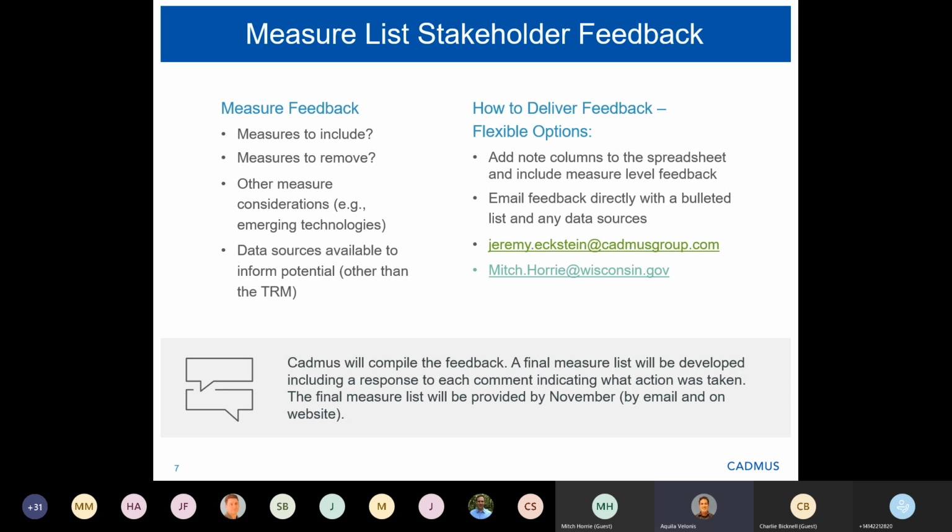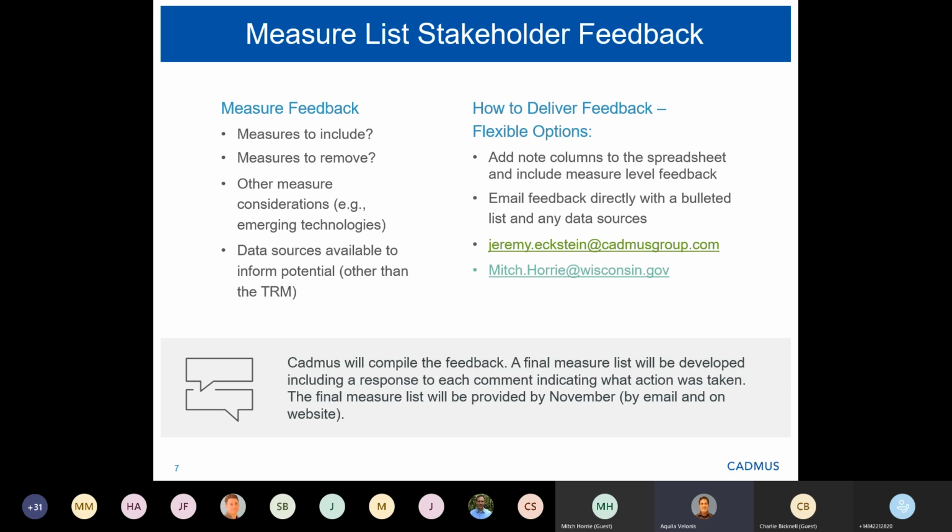Are there emerging technologies that should be considered and need to be added to the list? Or really, in addition to that, are there additional data sources to help inform measure characterization that are different than the TRM, for example? I want to say one note, we've already started receiving feedback from various stakeholders. I want to say a big thank you, keep them coming.